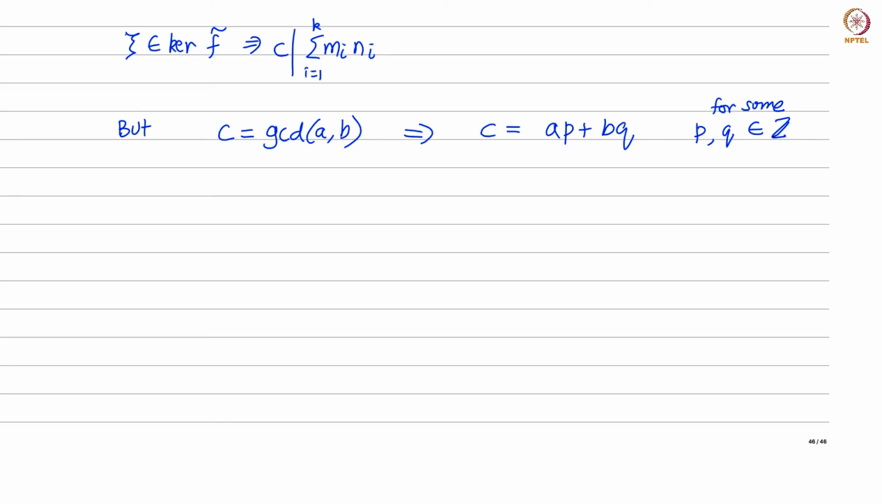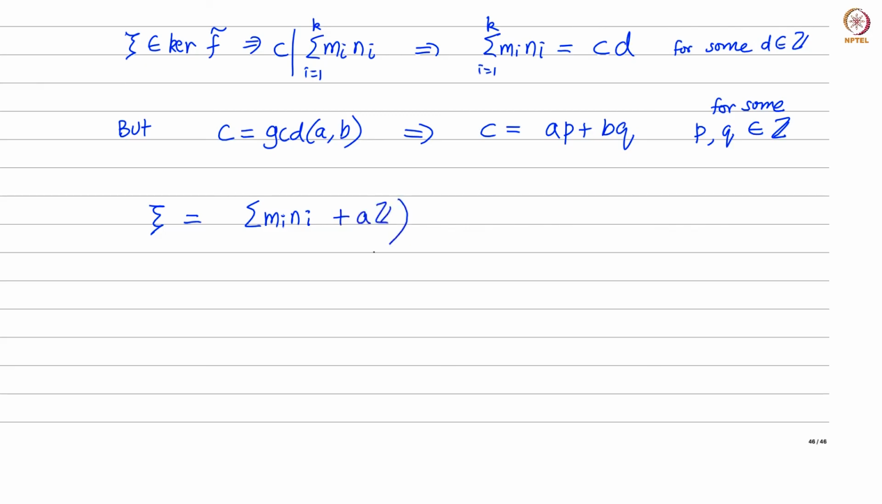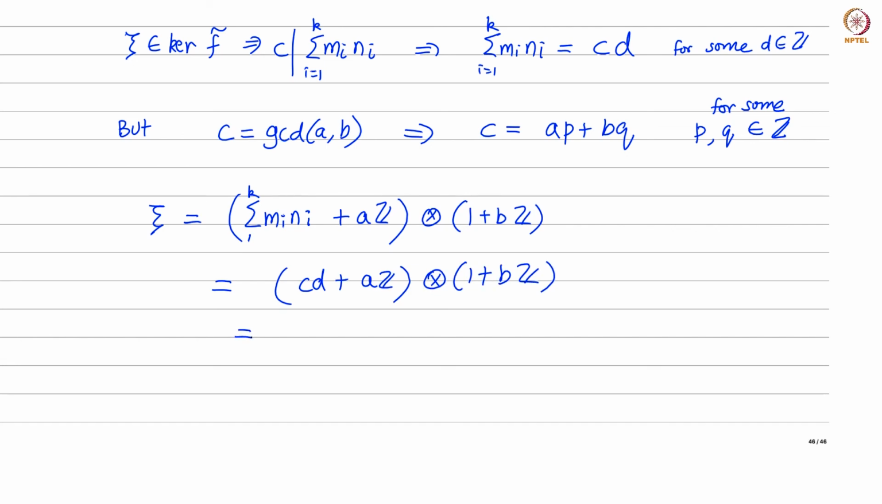Okay, good. So what does this mean? This summation mi ni is of the form C into some number D, some multiple of C. So let's rewrite xi as follows. xi was summation mi ni plus Az, which I will write as CD plus Az. But C itself can be rewritten in terms of A's and B's, so I will use this expression now. I will write this as APD plus BQD plus Az.